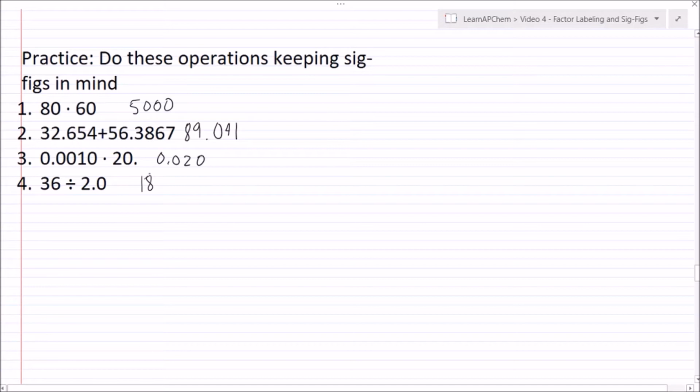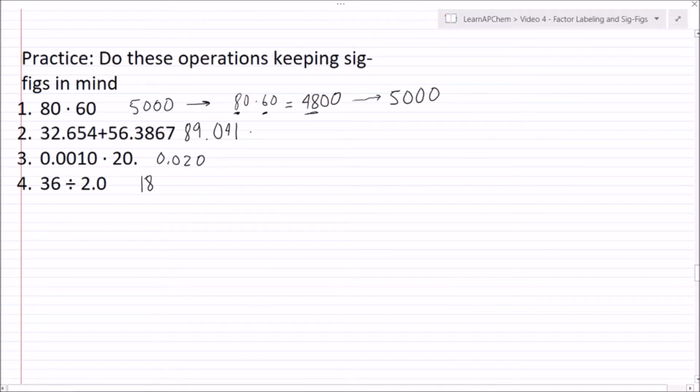Let me explain. So this first one, we're just going to do 80 times 60. I'm going to get 4,800. And now we can see that 80 has 1 sig fig, and so does 60, but 48 has 2. So we need to round this to 1, and we're going to get 5,000.